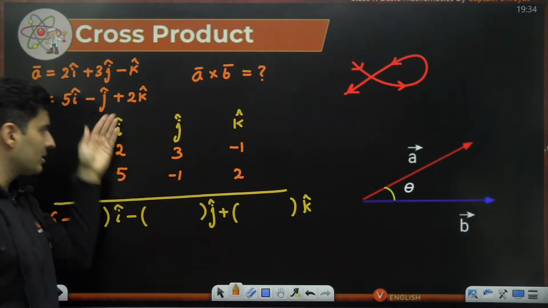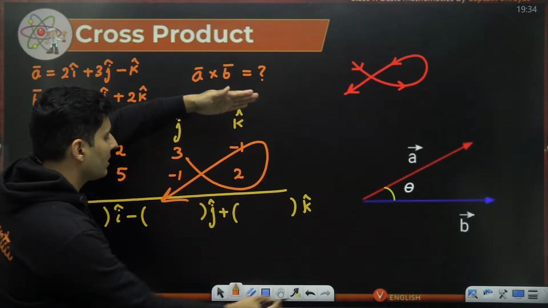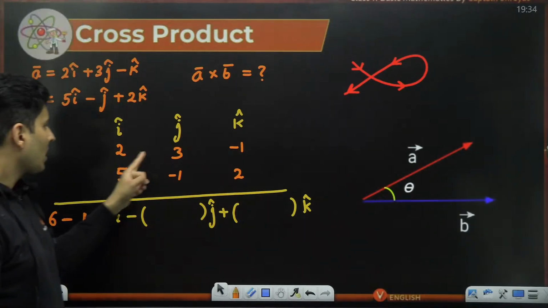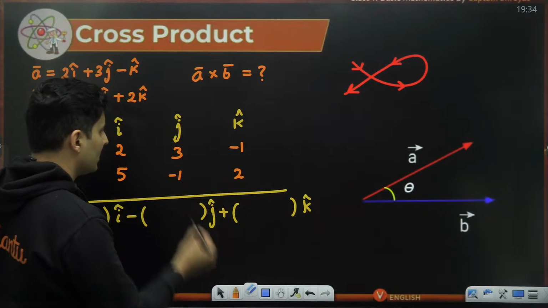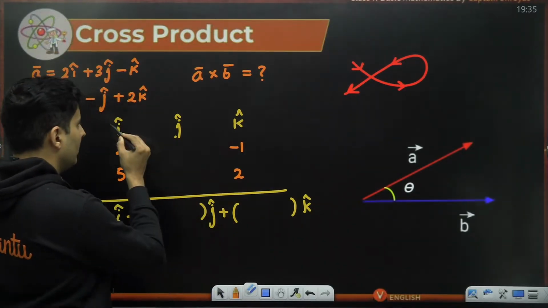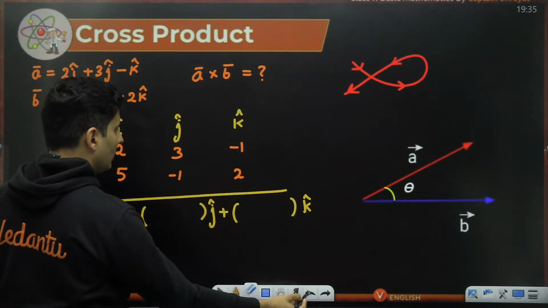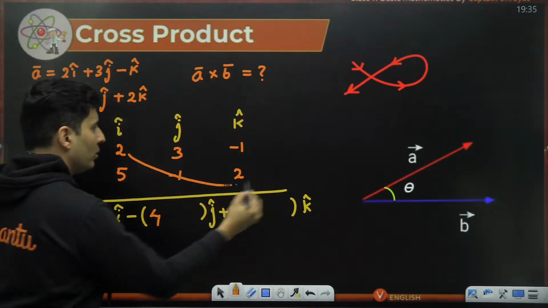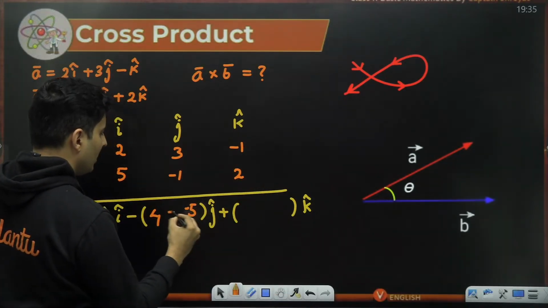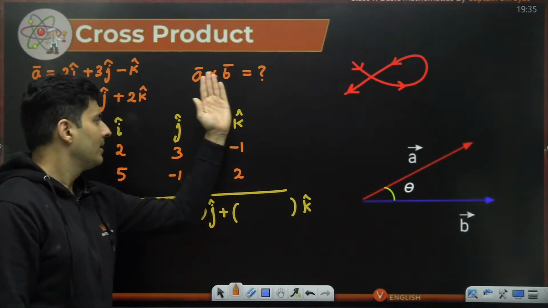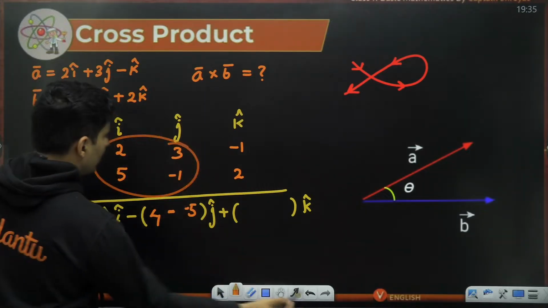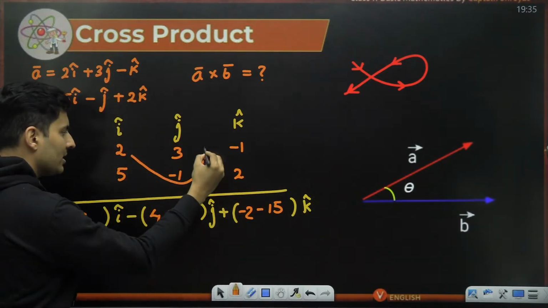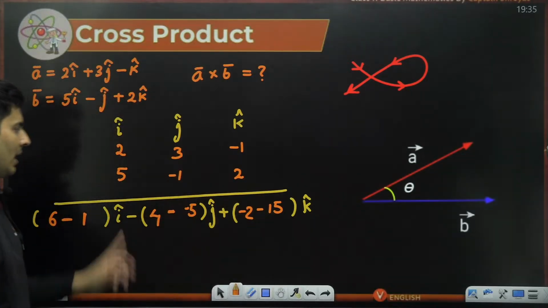So when you want to find i cap, forget this column, forget this row. These numbers which are there, go like how your teacher gives you the Z. So 3 twos are 6, minus 1 into minus 1 is plus 1. So 6 minus 1. Next step, observe this carefully. For j cap, forget this and forget this. Just these numbers. That's all. So what will you do? 2 into 2 is nothing but 4. Minus 1 into 5 is nothing but minus 5. And put a minus sign over here. For k cap, similarly, forget this column, forget this row, just concentrate on these numbers. So 2 into minus 1 is minus 2, 3 into 5 is 15, and always subtract them.